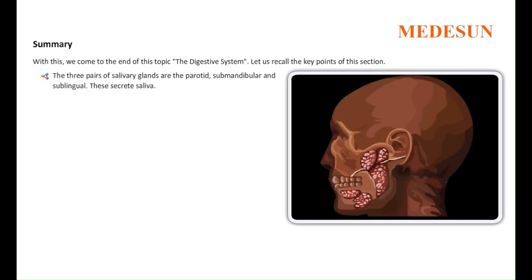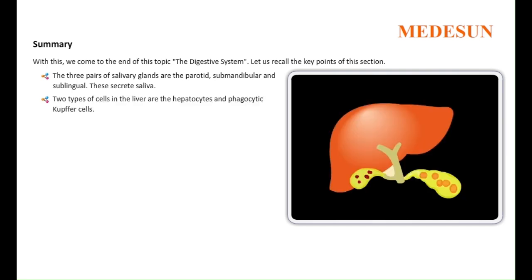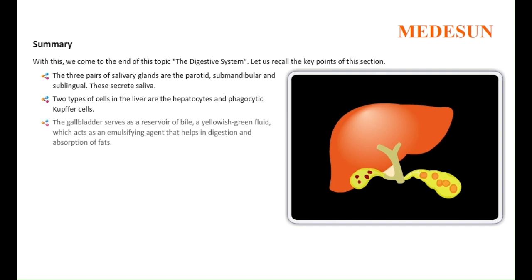The three pairs of salivary glands are the parotid, submandibular, and sublingual. These secrete saliva. The two types of cells in the liver are the hepatocytes and phagocytic Kupffer cells. The gallbladder serves as a reservoir of bile, a yellowish-green fluid which acts as an emulsifying agent that helps in digestion and absorption of fats.